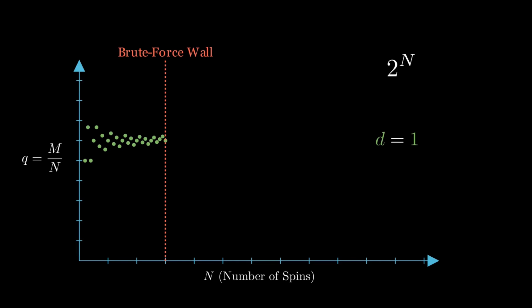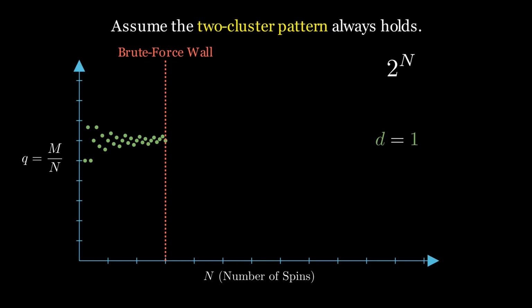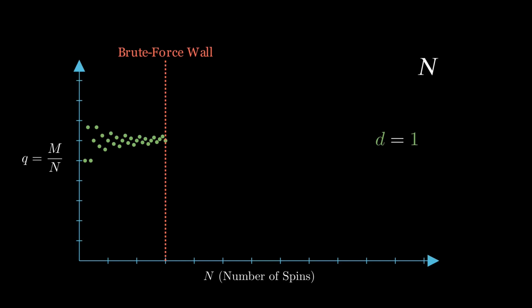What if, he thought, the two-cluster pattern wasn't just a coincidence for small n? What if it was a fundamental law of this system, true for any n? This assumption changes everything. The problem was no longer about searching through an ocean of 2 to the power of n possible states. It became a simple search over just n possible cluster splits.